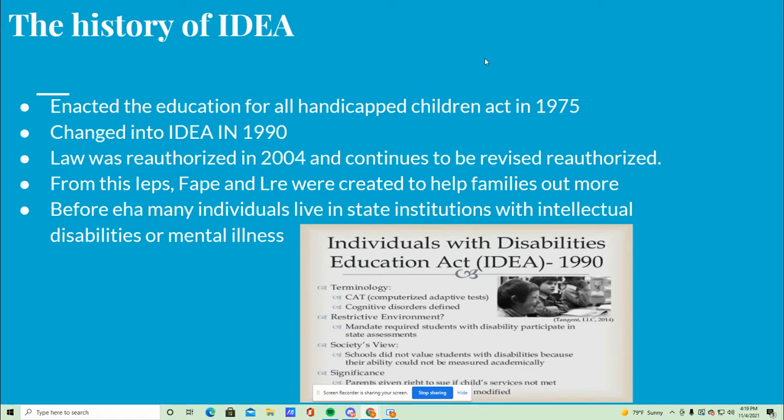Before the Education Act was put into effect, many individuals or students were living in state institutions, whether they had an intellectual disability or an actual mental illness. A lot of people, such as their family and others, really didn't know how to take care of them. But with this act, it allowed them to actually go to school and continue an education without any complications.